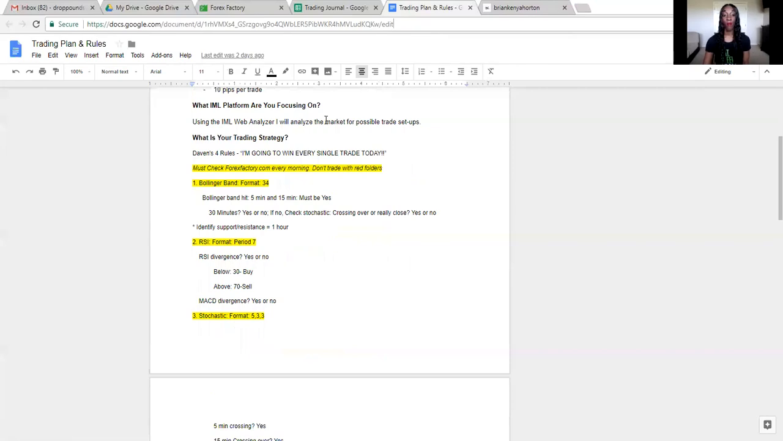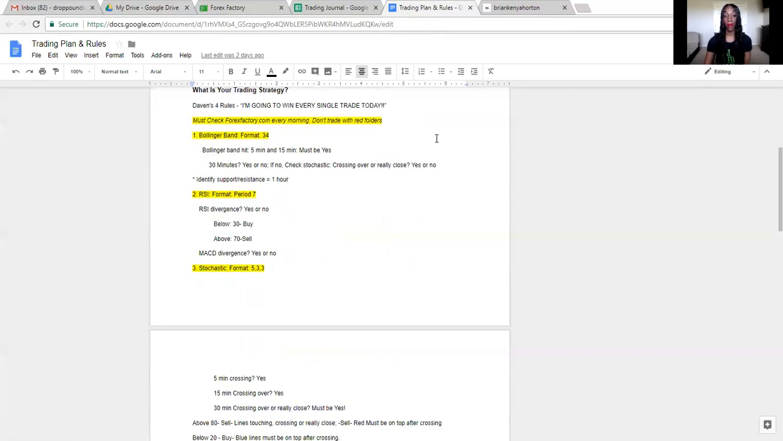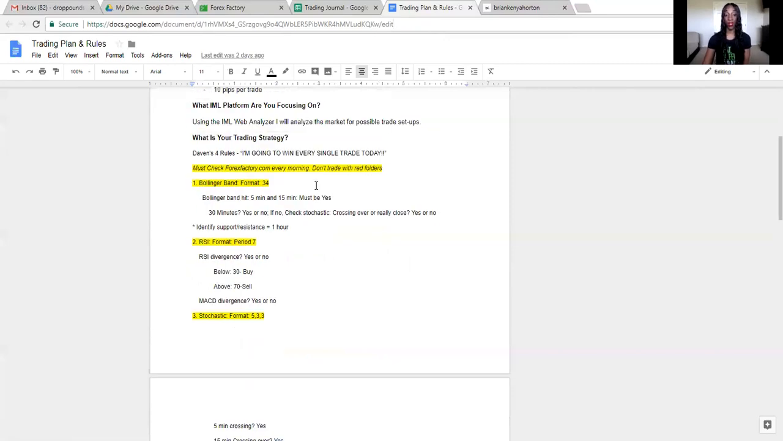What IML platform are you focusing on? Are you using the harmonic scanner or are you using the web analyzer? And then you want to outline your strategy and make sure that you understand it very well. So are you using Davin's 4 rules? I use Davin's 4 rules. I absolutely love it. I've been learning a lot of different things too. I've tried other strategies because I remain open-minded. However, I believe that when you find a strategy that works for you, make sure you stick with that and become an expert of it.